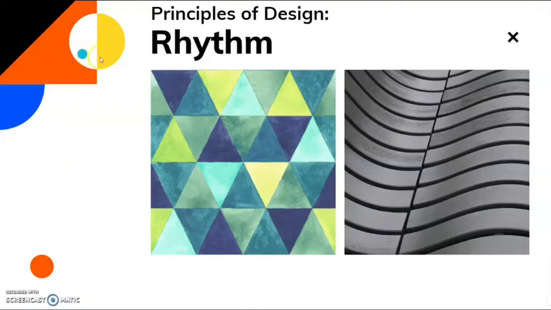Rhythm is another principle of design. It is very similar to pattern because shapes, lines, and colors are repeated. However, the combination or repetition of the elements does not have to be in a certain order. Notice that these triangles are used all throughout. However, there's no pattern to the color. This is rhythm.